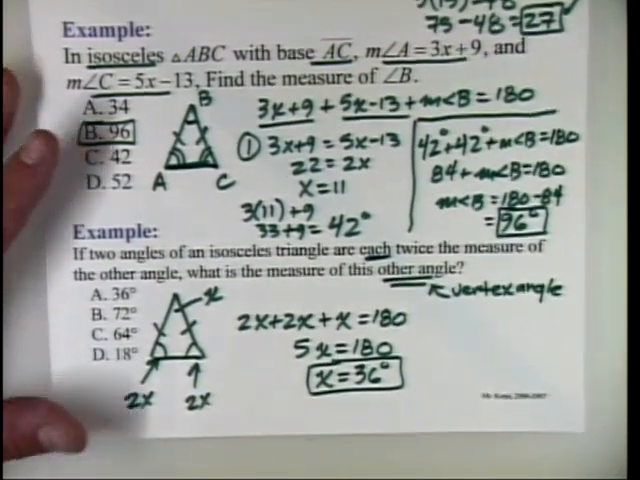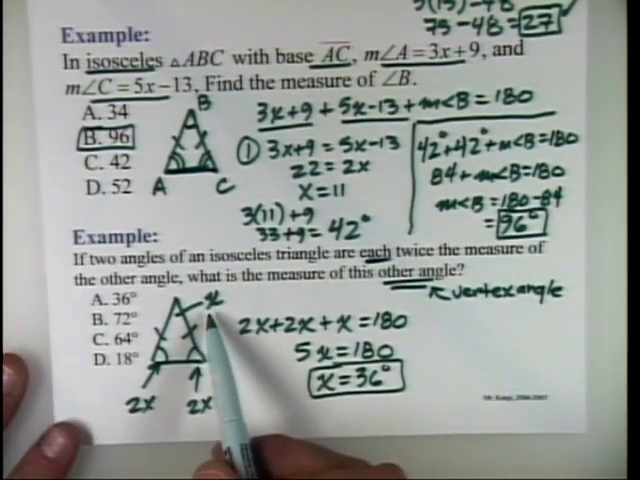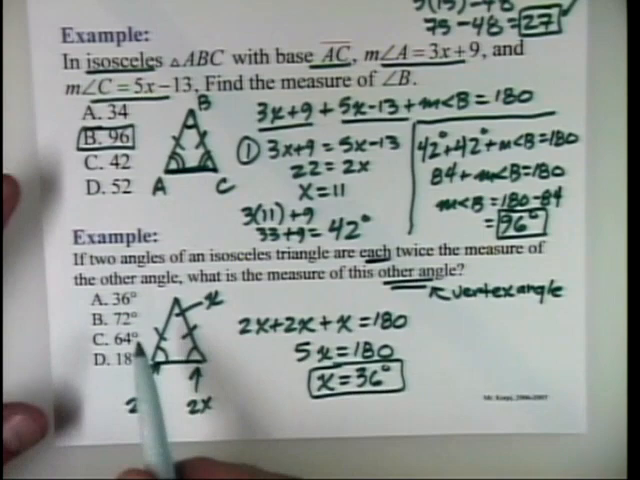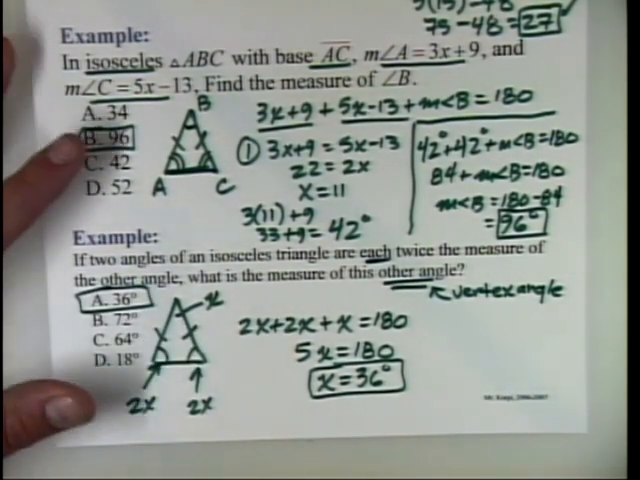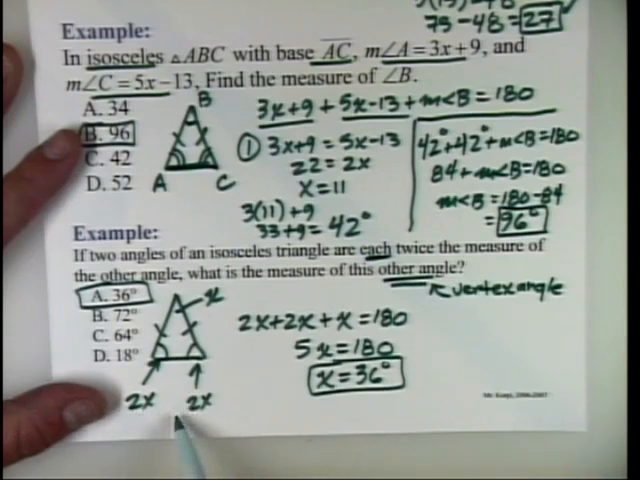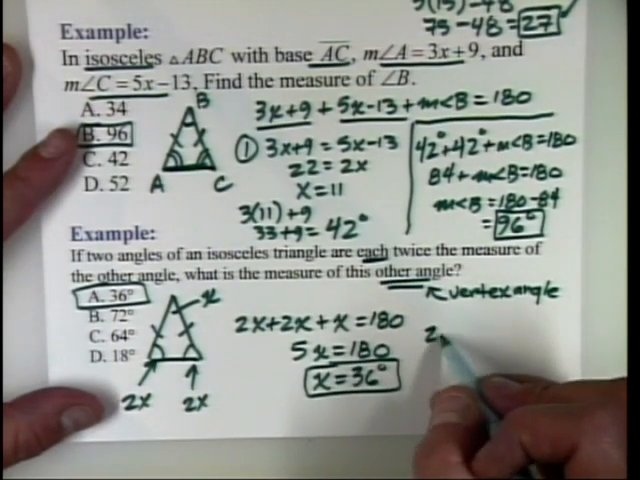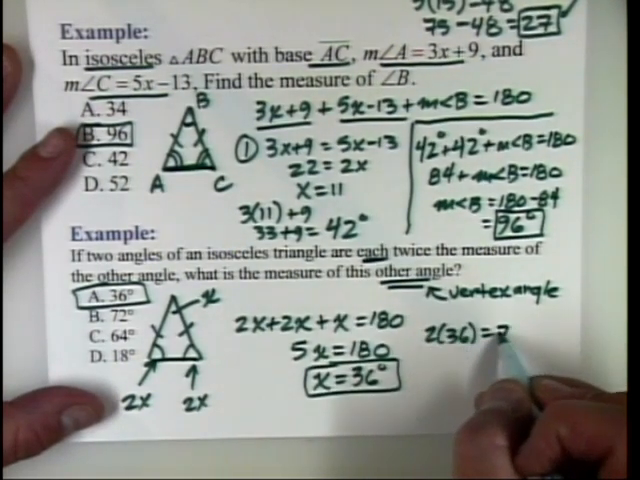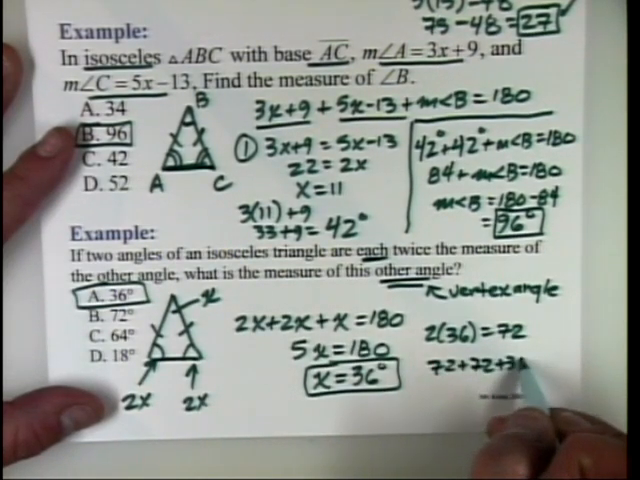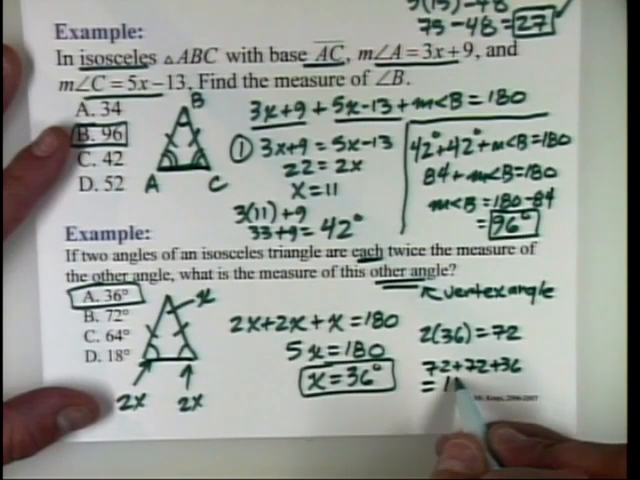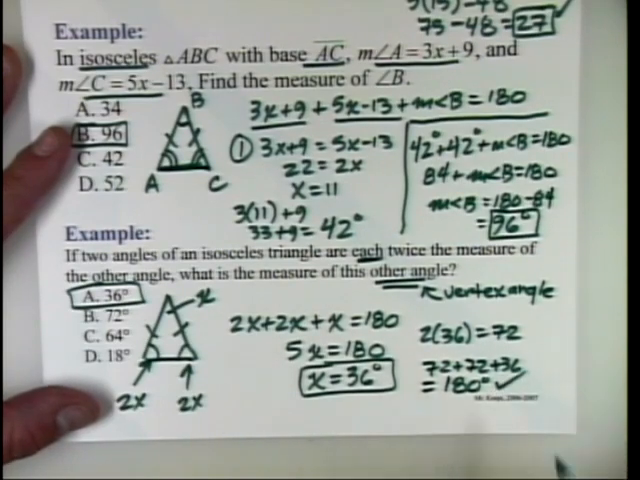Now, have I answered the question? I'm calling the other angle x. X is 36 degrees. So yes, in fact, we've got that to be 36. Now, just to check ourselves here, the other two base angles would be twice 36. Well, 2 times 36 is 72. So 72 plus 72 plus 36, does that equal 180? Some quick arithmetic will tell you that it is, and you have now verified the answer.